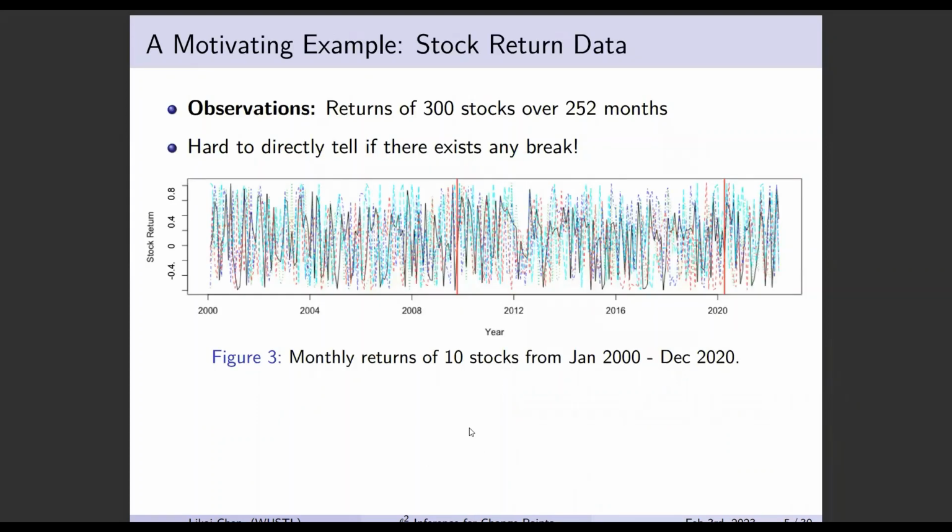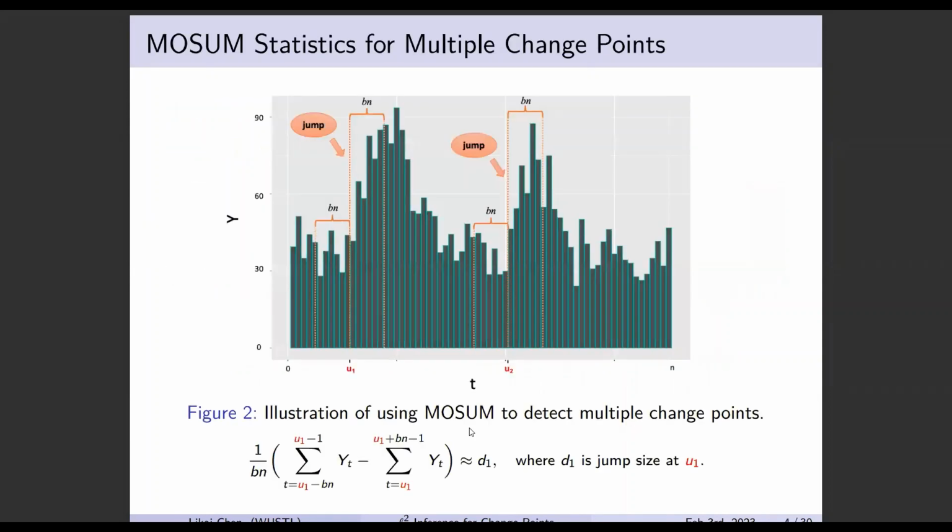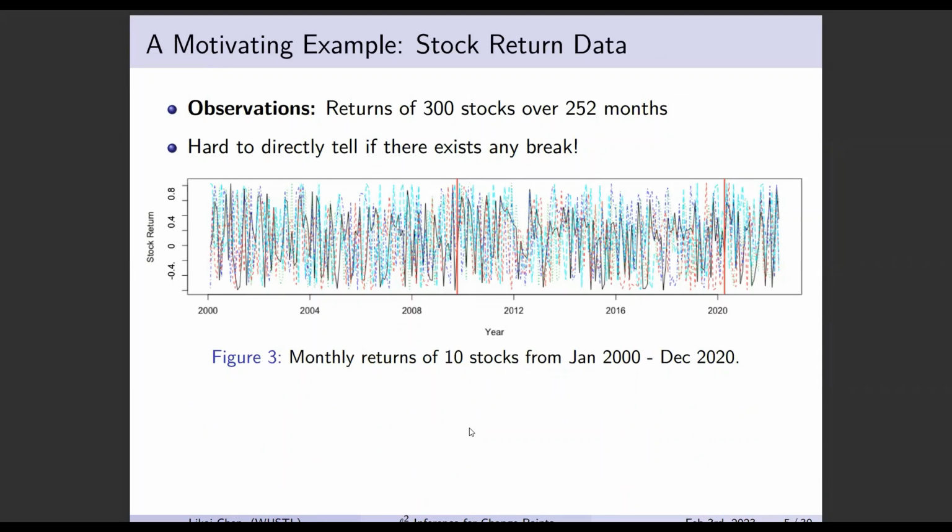So this is about one-dimensional time series. When it comes to high-dimensional time series, a question is how can we tell the signal from a lot of series? Here is a motivating example. I draw a picture of 300 stocks over 252 months. It is hard to tell by the naked eye whether there exist any breaks based on this plot. That is to say, when the time series becomes high dimensional, it might not be as easy as in the one-dimensional case to tell whether there exist any breaks in the middle.